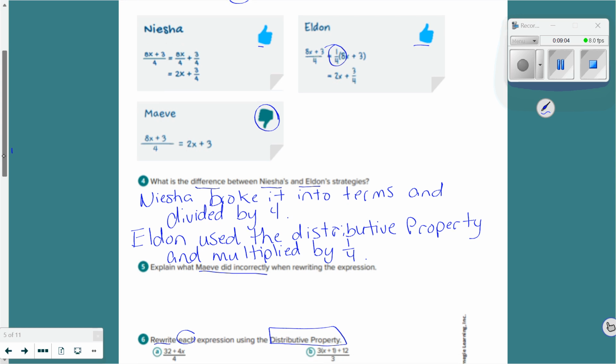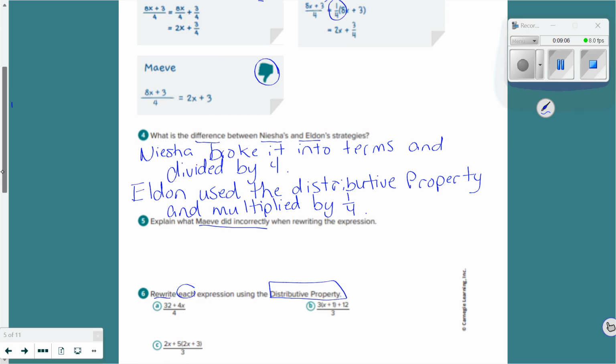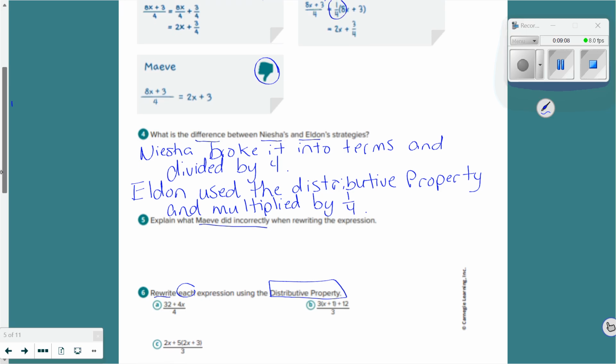All right, so what did Maeve do incorrectly when doing her expression? Asher? She saw that they could be divided by 4 the numerator, but she divided by 3. Right, she only divided one term by 4. She did not divide both terms by 4.